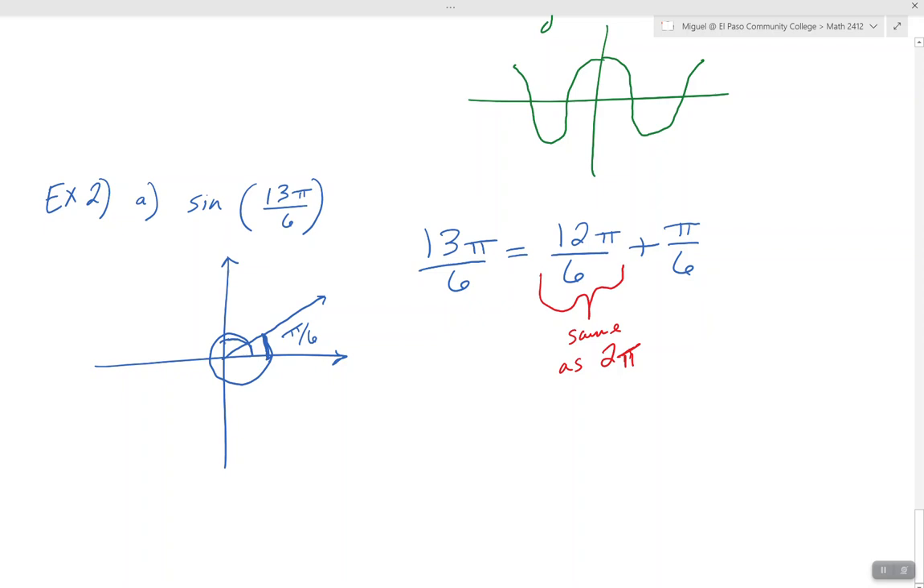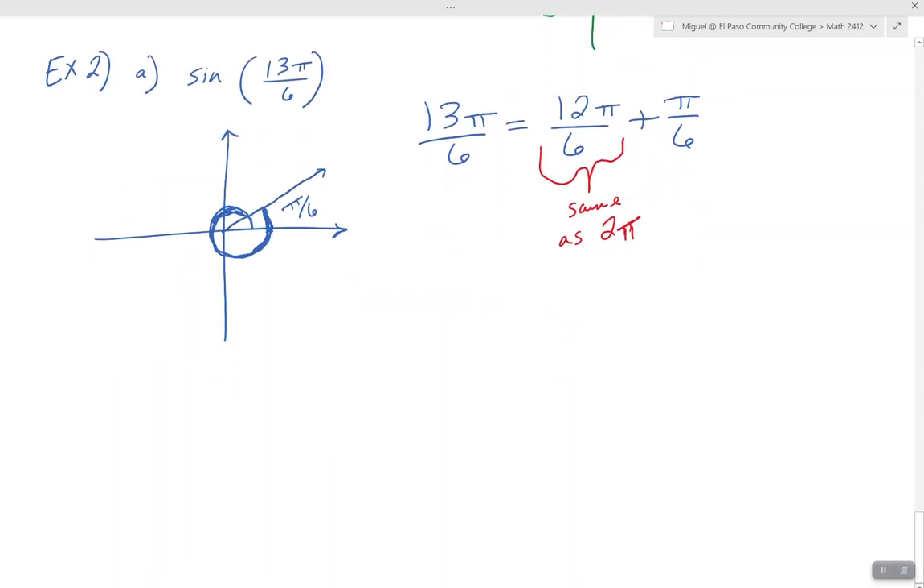So we went 2 pi, a full revolution around from positive x-axis to positive x-axis, and then we still had to go pi over 6 more. So now that angle, this new angle, is the same as 13 pi over 6, right? But we can just use pi over 6.